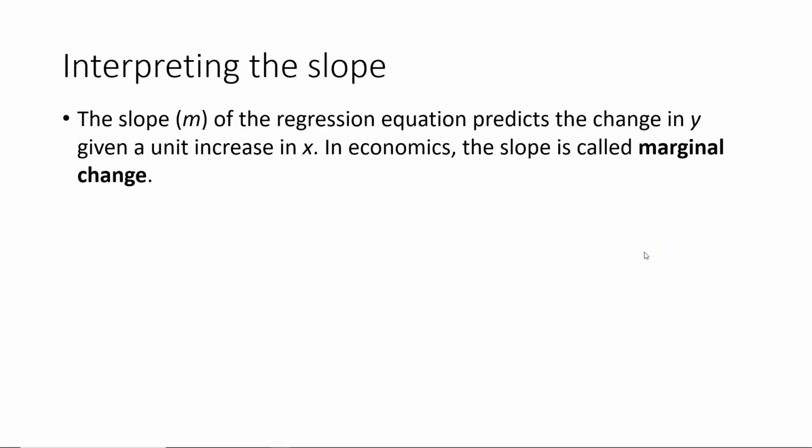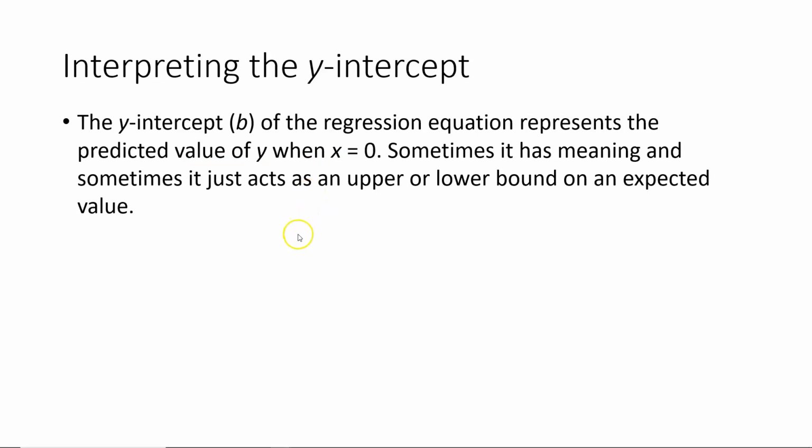Let's now talk about some of the details associated with a linear regression equation. First of all, the slope of the regression equation predicts the change in y given a unit increase in x. In economics, the slope is called marginal change. The y-intercept of the regression equation, that is the letter b, represents the predicted value of y when x is equal to 0. Sometimes it has meaning, and sometimes it just acts as an upper or lower bound on an expected value.